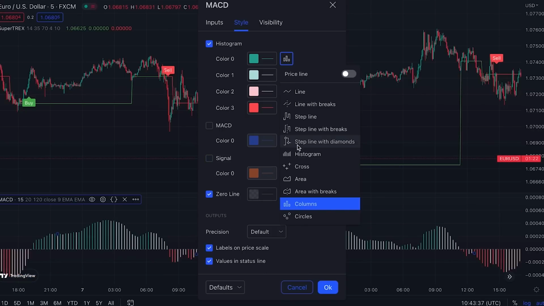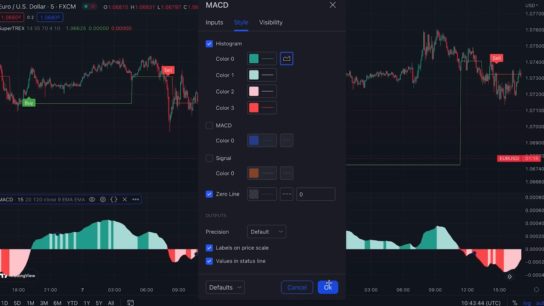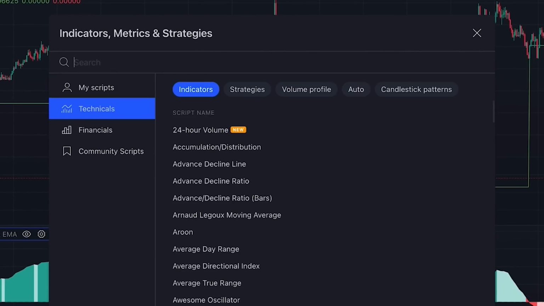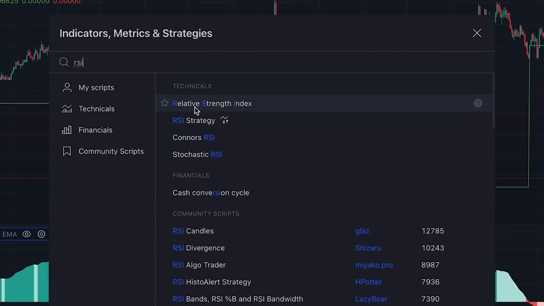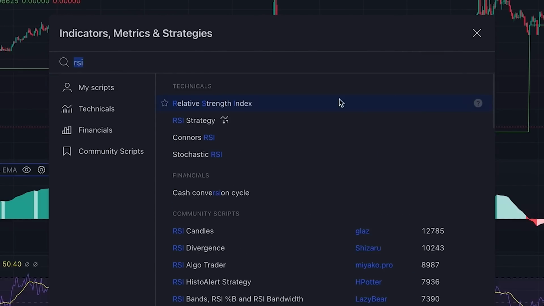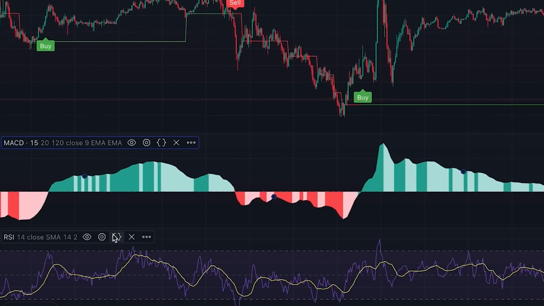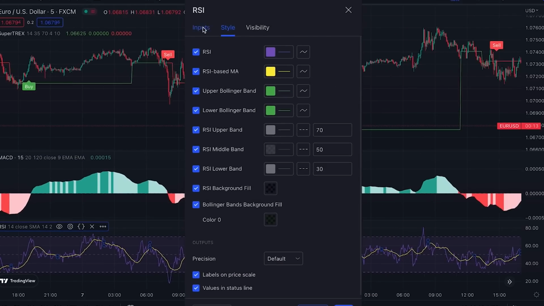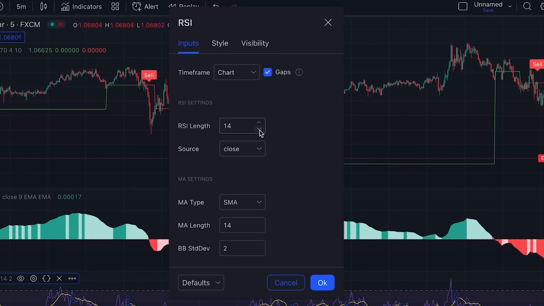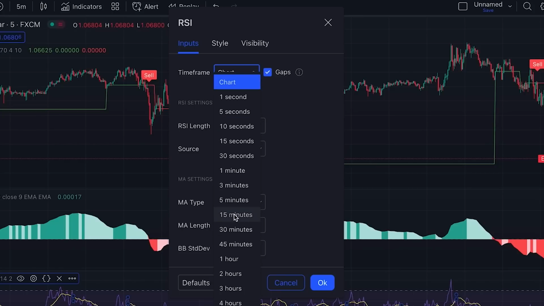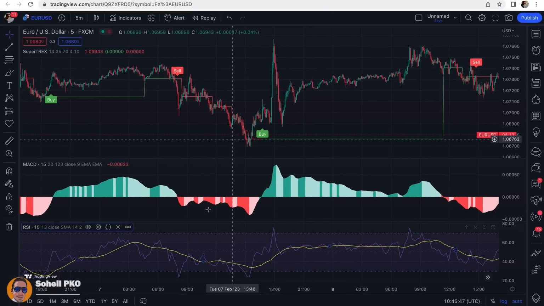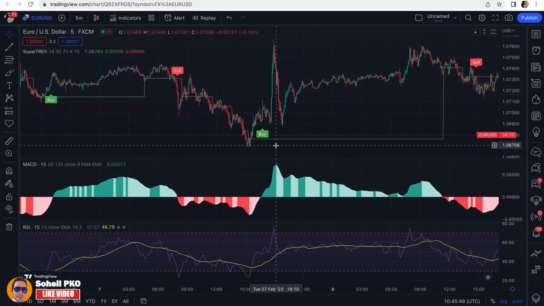Alright, the next indicator that we should add is RSI, relative strength index, and for this indicator also we must change its settings. In the inputs tab, for RSI length we set it at 13, and for time frame we set it at 15 minutes.